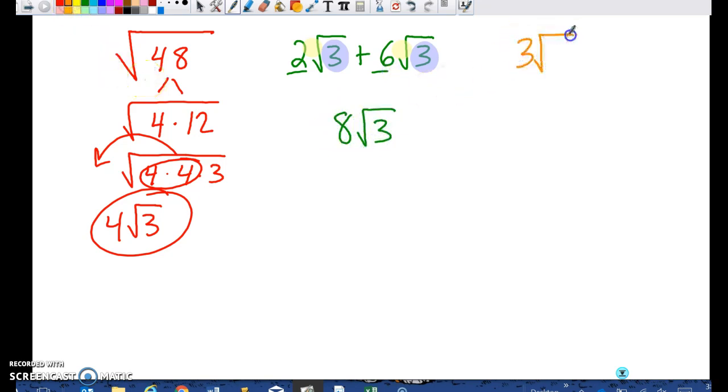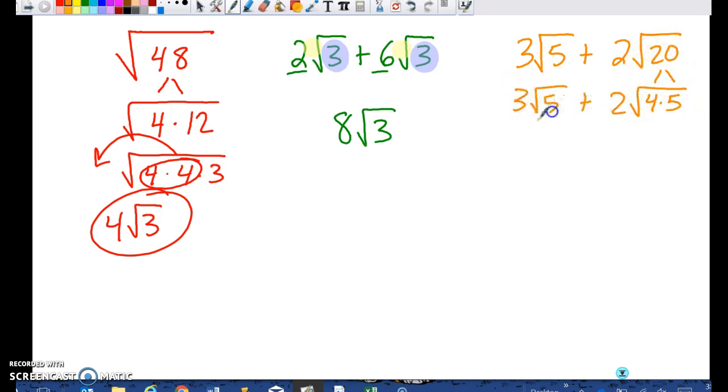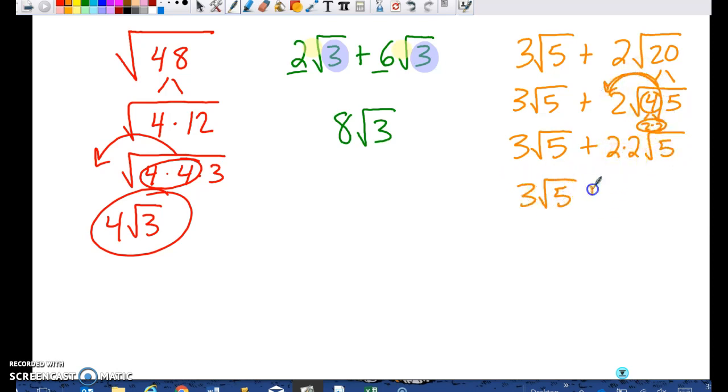However, if I have 3 square roots of 5 plus 2 square roots of 20, I cannot add those together yet because they do not have the same radicand. But I may be able to factor that radicand so that it does. Square root of 5 cannot simplify, so it's going to stay the same the entire way down. But this 4 will come out as a 2. 2 times 2, and that's what I'm pulling out actually is the 2s. If there's a 2 already there though, 3 square roots of 5 plus 4 square roots of 5. How many square roots of 5 do I have? 7 square roots of 5.